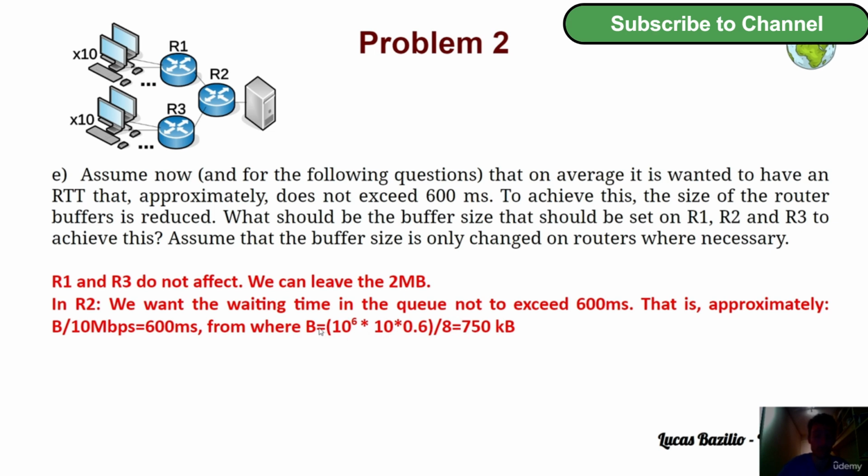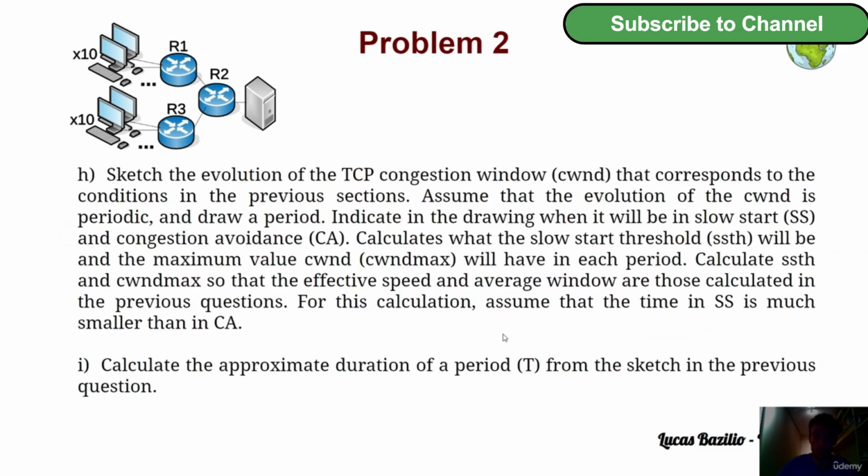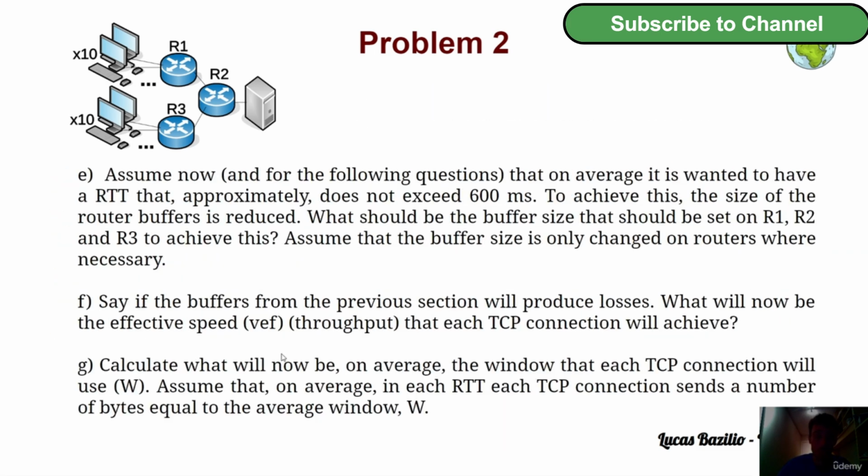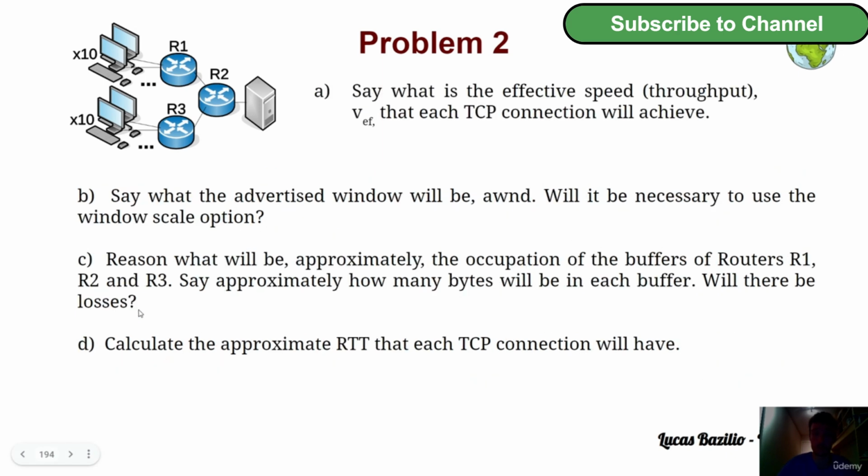Now the value of the buffer size that should be set on the router 2. This is the value of the buffer size that should be set, 750 kilobytes. With this, we solve the equation E. On the following lecture, we are going to solve the equation F of this problem 2.